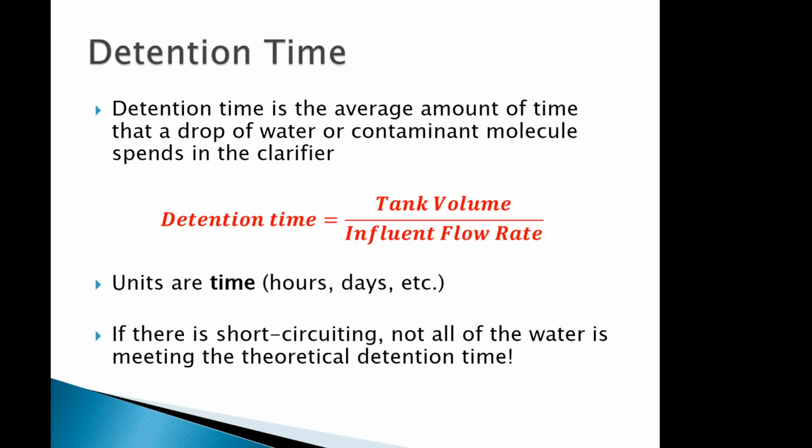So the next parameter that is really important for a lot of processes, but especially for clarifiers, is detention time. The detention time is the average amount of time that a drop of water or a molecule of contaminant is going to spend in that clarifier. It's important to remember that detention time is a big average number. We're not actually measuring a drop of water. We're taking the geometry of a large tank and the flow that's coming in, and we're calculating an average. So you could have 2 tanks with the exact same detention time that perform very differently depending on how they're designed, how they're configured, and how they're operated. So keep that in mind too.